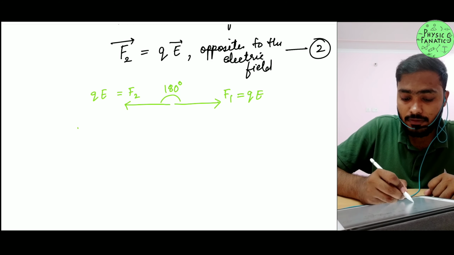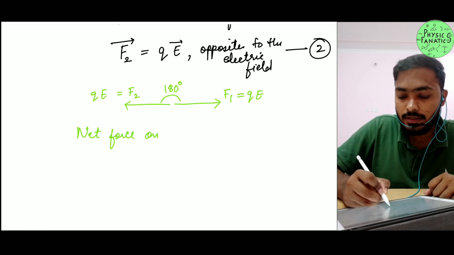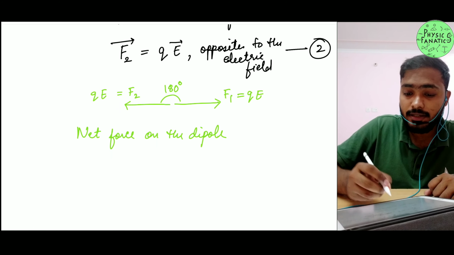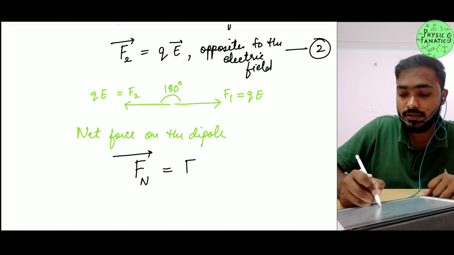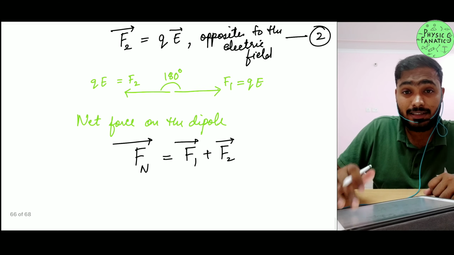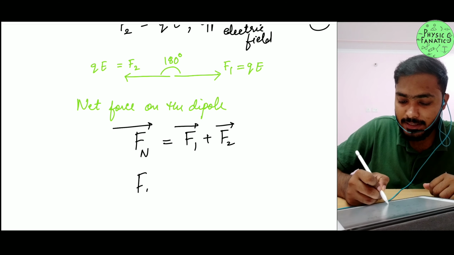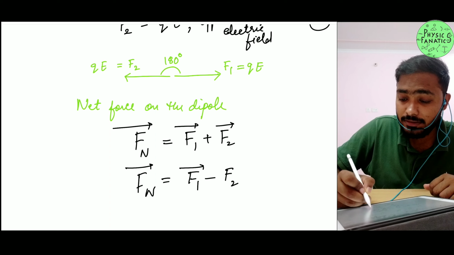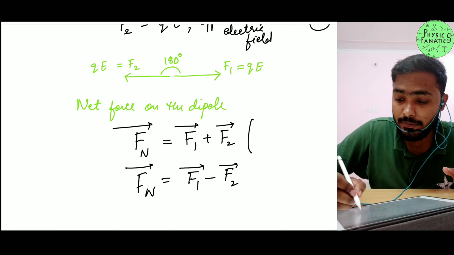So if I find the net force on the dipole, it will simply be given as F net vector, which equals F1 vector plus F2 vector, right? Or very simply, as the direction is 180 degrees, I can simply write F net to be F1 minus F2 vector. I hope you can understand it vectorially.